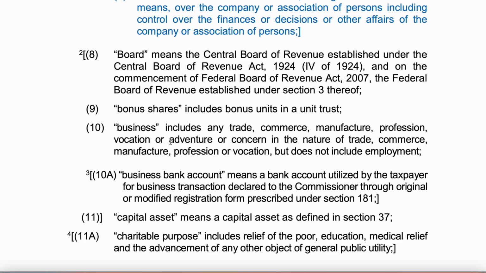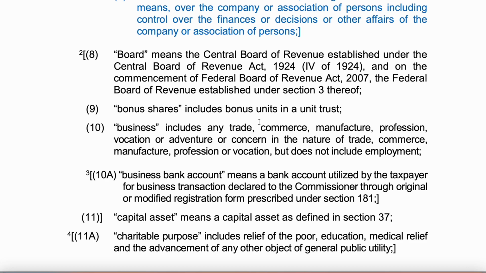And then profession and vocation means that if you are earning on the basis of what you have studied, your degree, your qualification. Now, profession means a full-fledged degree like a doctor, like a chartered accountant, and vocation means people of craft, for example, plumbers, electricians, etc. So this was the first part.